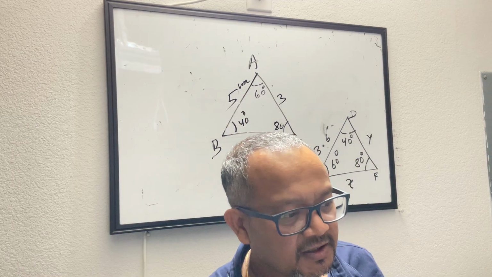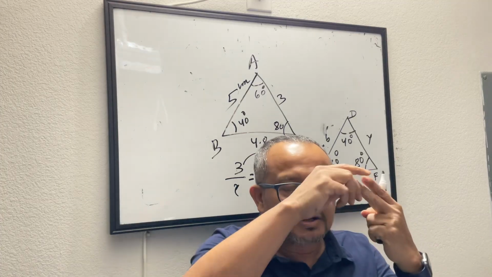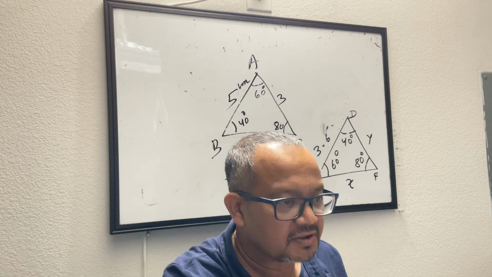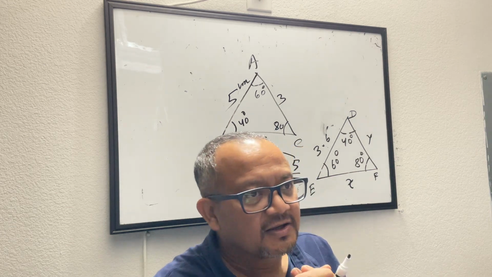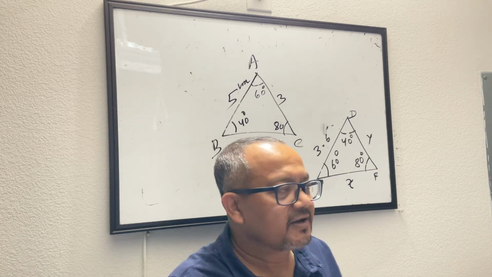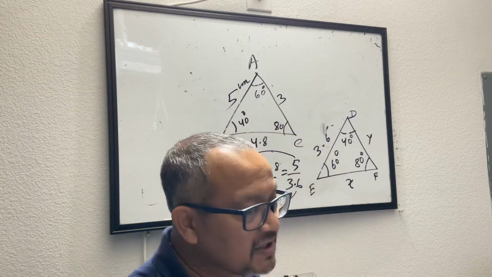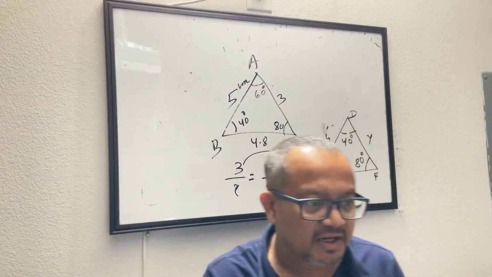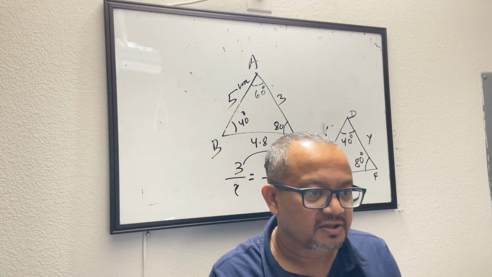Everybody okay? So the only takeaway is when you have two similar triangles, their sides will be in the same proportion, and which side is which, your angles will determine. We'll practice a few more to be more clear about the application of this concept.